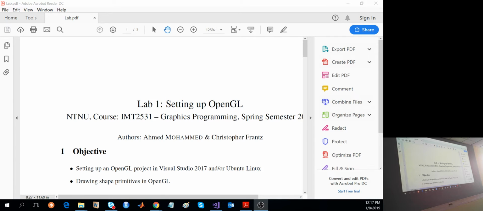Windowed application uses a context. I mean, there are other graphics APIs like DirectX, which is a Windows one, but also has a context. Yeah, okay.